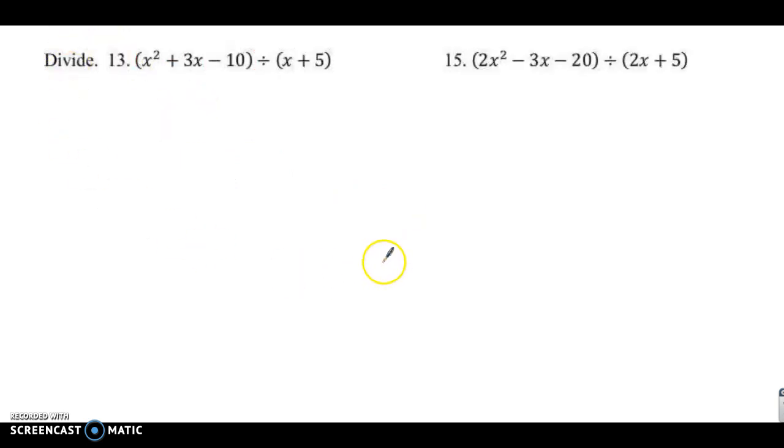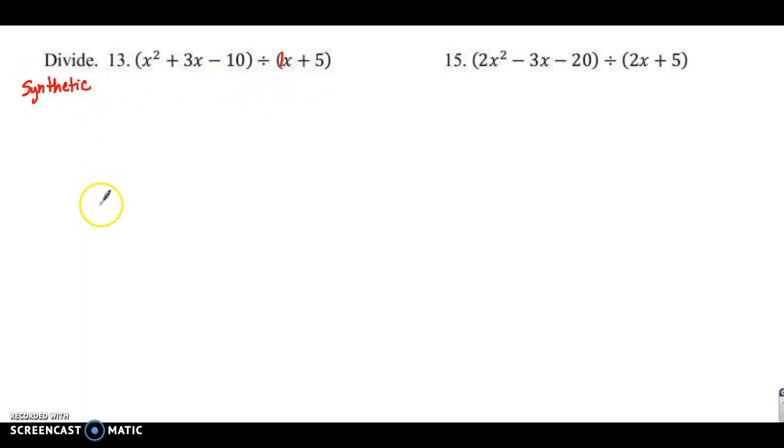Now for some division. I picked 2 different kinds of division problems to work with you because of the way they look. Notice the first one, we have a plain binomial, and our binomial has a leading coefficient of 1. Those were the really easy ones that we learned how to do synthetic division.